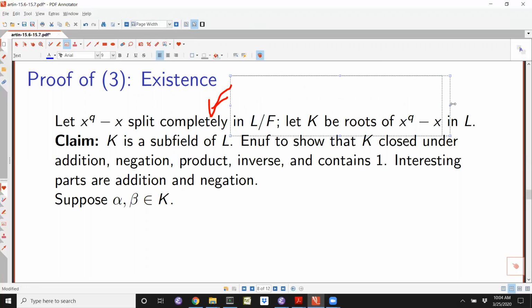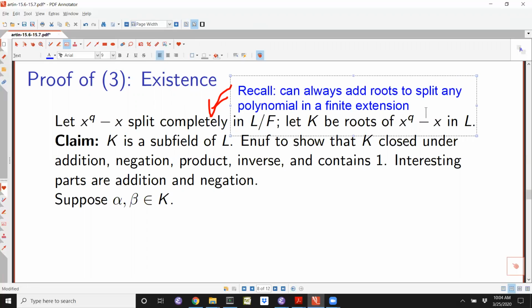Construct a finite extension L of F in which the polynomial x to the q minus x splits completely, and let K be the set of all roots of x to the q minus x in L. So we claim that K is a subfield of L. Oh, right. I forgot to do something here, but fortunately I remember how to do it.